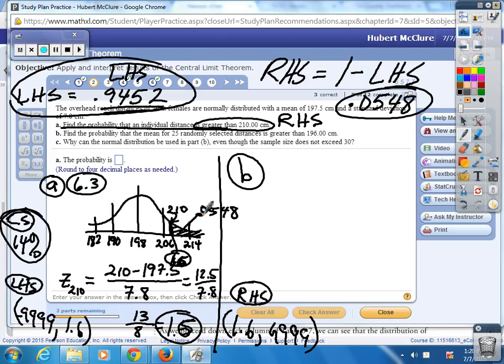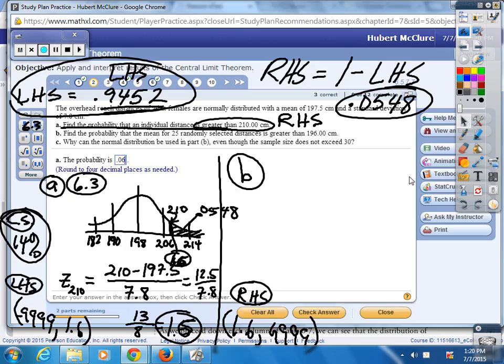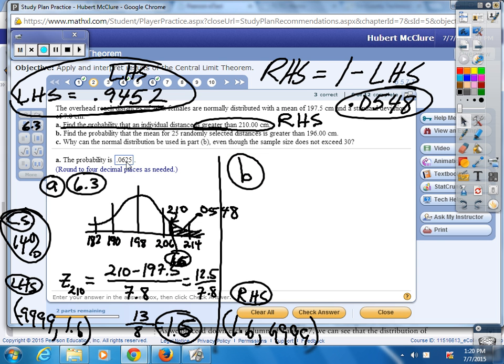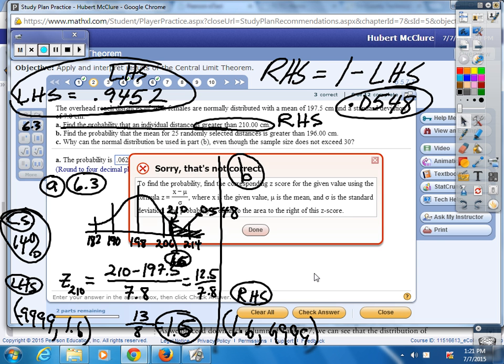All right, so that's 6.3 material. So that's A, 6.3. It says round to 4 decimal places, 0.0548, and they give you a good bit of tolerance on this. I showed you in the last class that we met, 0.0548. I'm going to put 0.0625 because I want to show you what they give you.